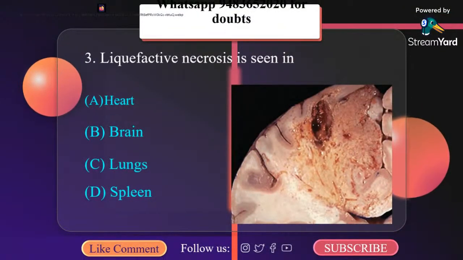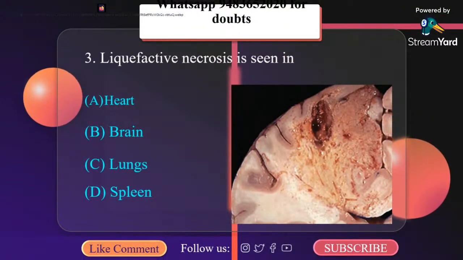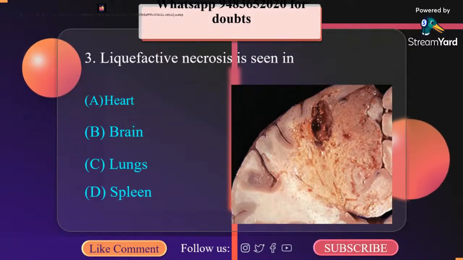Liquefactive necrosis. If the question is asked, simply look for the brain option and it will be there. So the correct option here is B, brain.